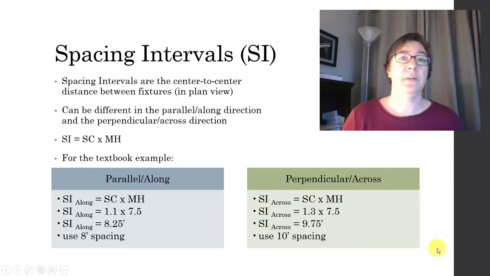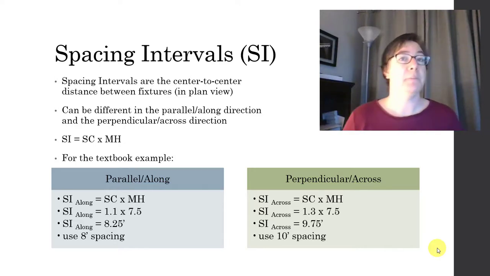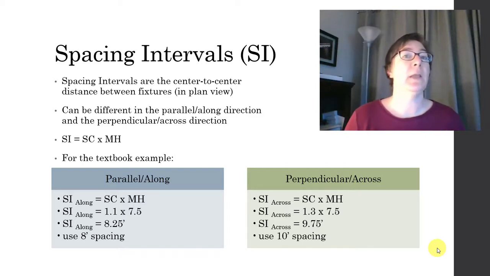Okay. In this example, our specific luminaire has different distribution of light in the parallel and perpendicular directions, and that gives us a different spacing criteria number in those two directions, which we saw in the data given on the spec sheet. Therefore, we have to do this spacing interval calculation twice. Do it once in the parallel direction, once in the perpendicular direction, and you're going to get two different answers.